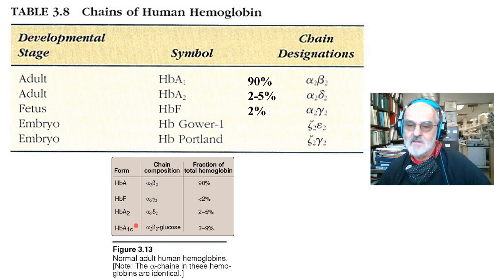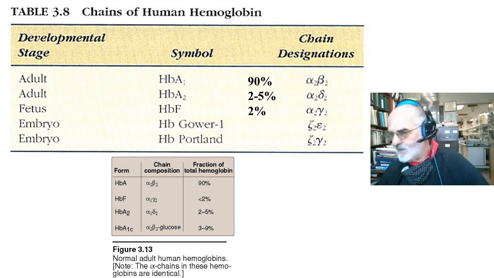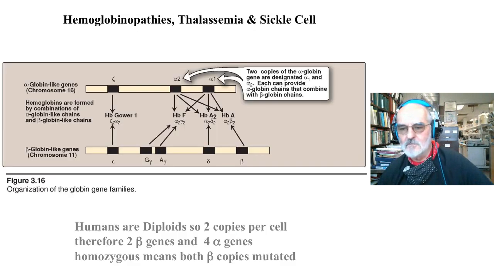In this different depiction down below out of your textbook, there's also a mention of hemoglobin A1C, which is the non-enzymatic glucose modification of hemoglobin. This is a measure of your general sugar state, how much sugar you have in your bloodstream. And this is essentially a marker for diabetes that we'll talk about in a couple of weeks.